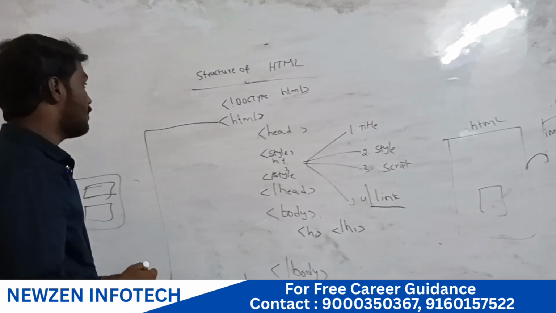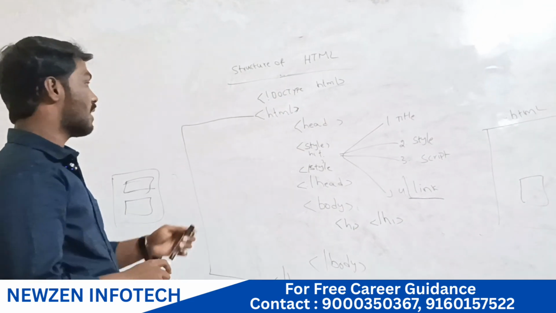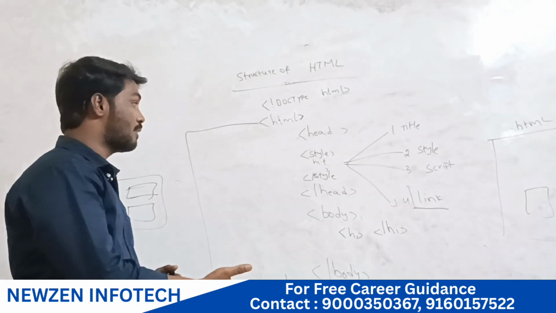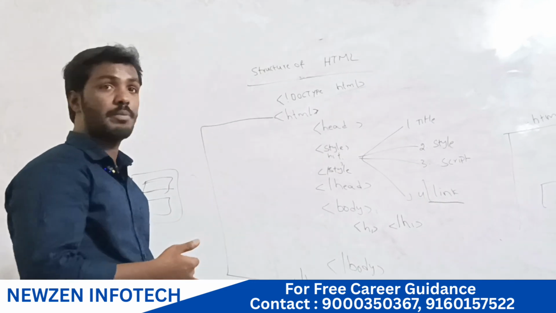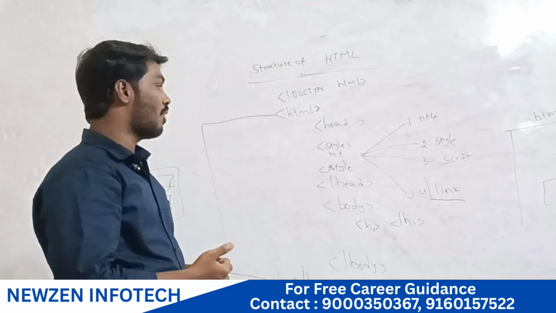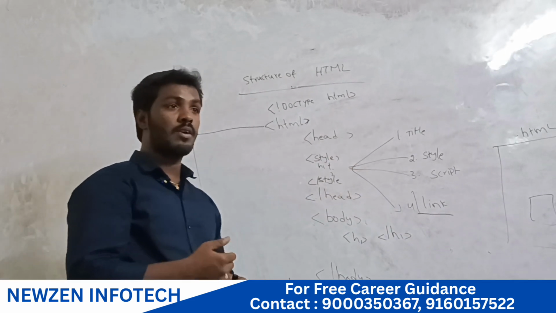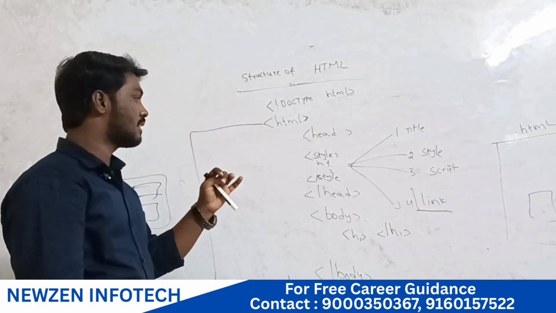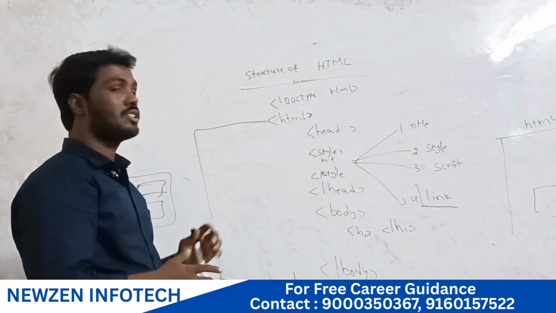Now tell me, sir, what is the root element of HTML? The HTML tag. Inside the HTML tag we have two parts: the head part and the body part. Tell me what we will write inside the body part. That content we can write in the body part. What tags will we write inside the head part? Only 4 tags. What are the 4 tags? Title, style, script, link tag. These are all the tags we will use inside that HTML. Okay?